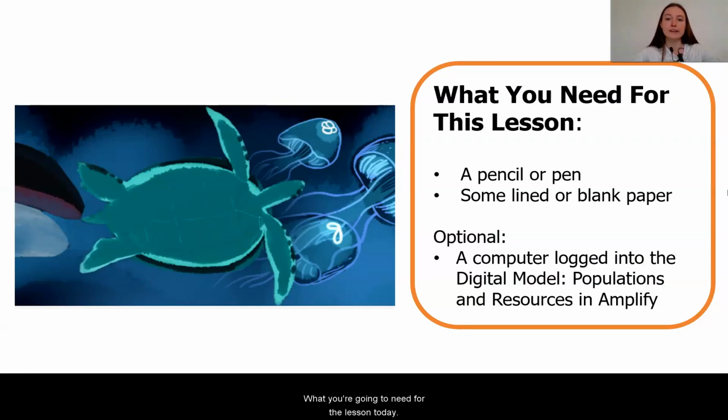What you're going to need for the lesson today is a pencil or pen, some lined or blank paper. Now, if you have the packet pages that go with this lesson, you may also want to get those out right now. Something that's optional, but that I encourage you, if you have the ability to do so, would be to get logged on to Amplify and open up the Populations and Resources digital model. You need to pause the video for a moment to make sure that you can get there. Go ahead. If you don't have access, no worries, we are going to do this together.